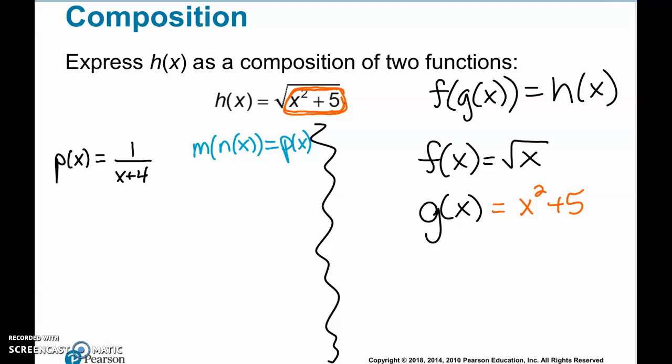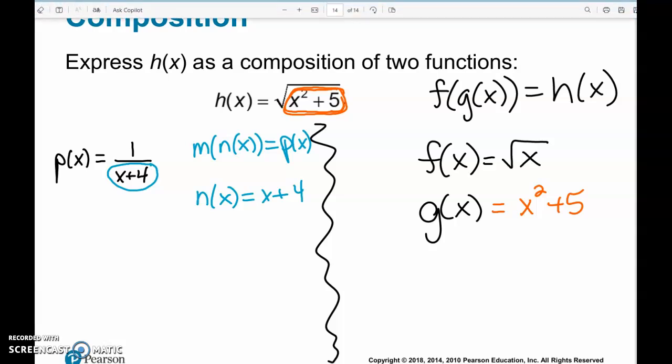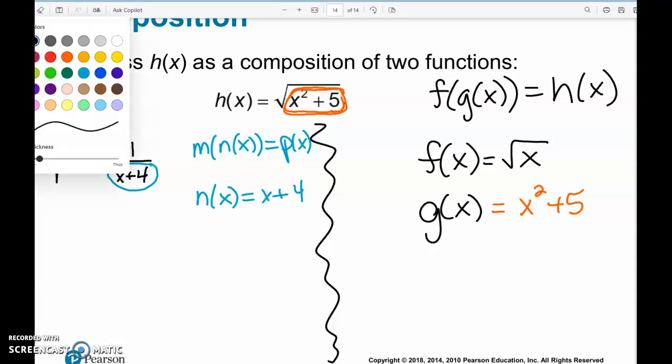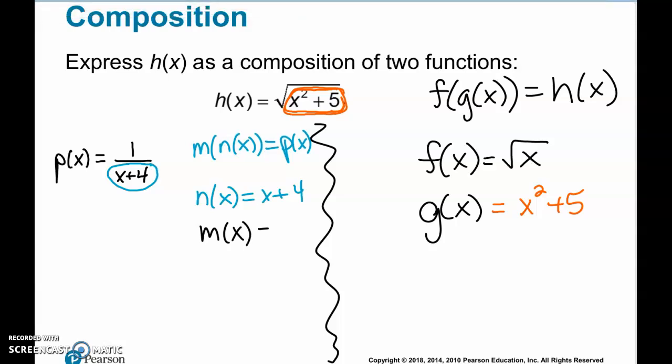So I see the operation of division here, and I look for the expression that could be inputted into 1 over something. So my middle function could be x plus 4, and my outer function could be 1 over that something. So in place of the something, what I'm circling is where I put the plain x, and that's my outside function.